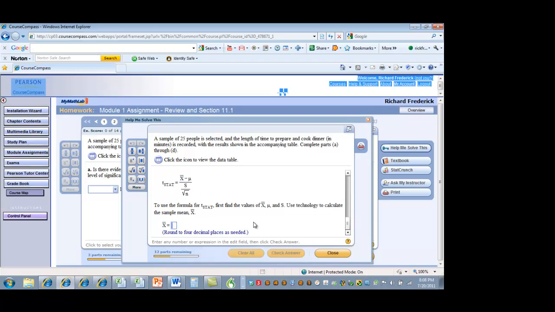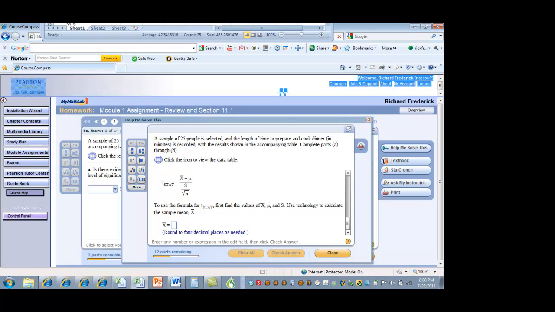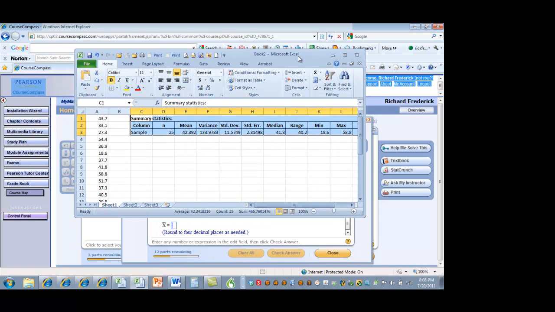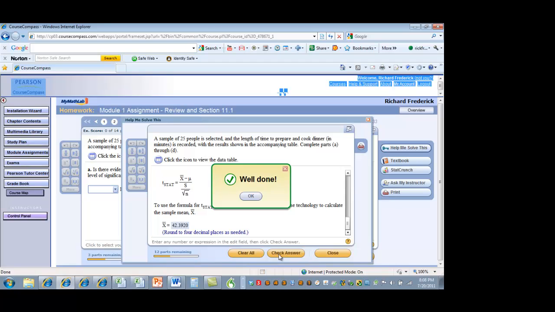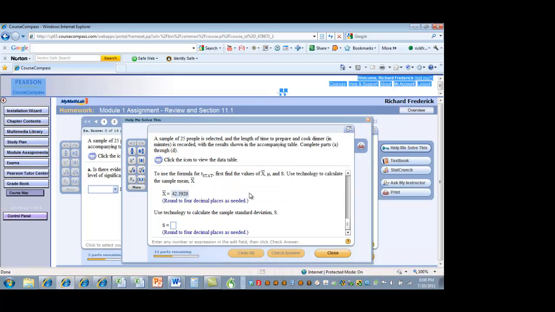Continue. It says, first of all, tell us what the mean is. Well, we saw it here in StatCrunch. The mean is 42.392. It wanted 4 decimals. Let's see if it'll accept that. Okay, it does. And then find the sample standard deviation.